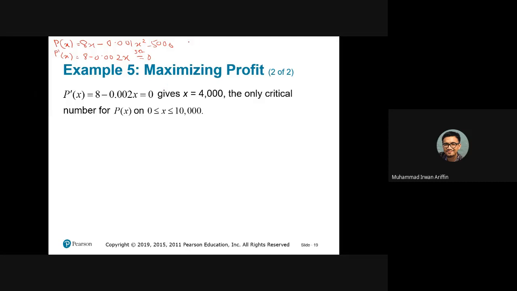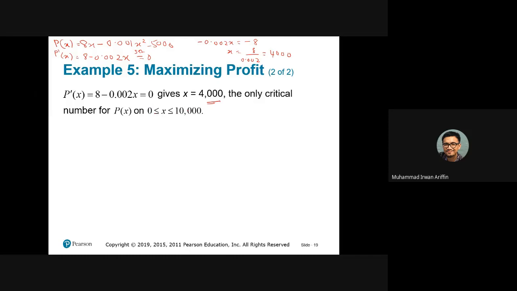So when we set this equal to 0, we have 0.002x equals 8. So x will equal 8 divided by 0.002, which gives me 4,000. This 4,000 is the only critical number for the profit within this domain.